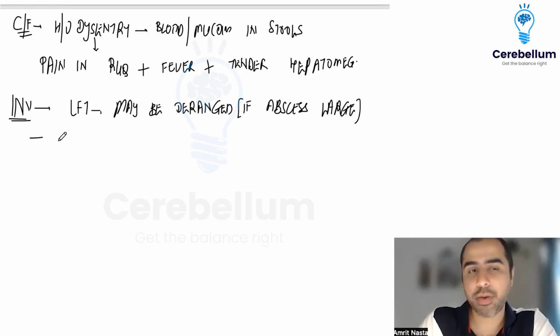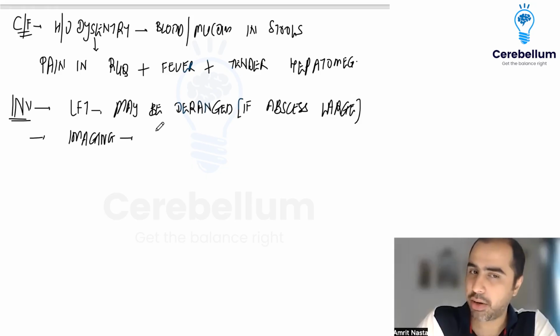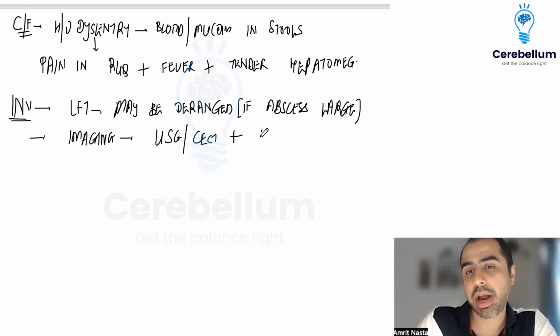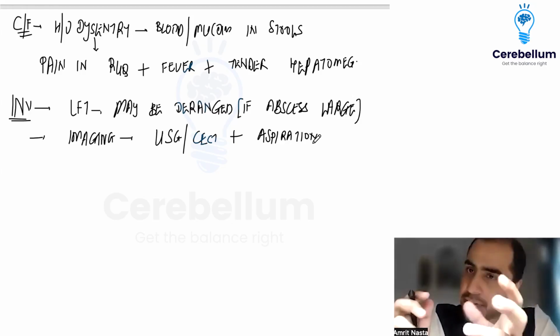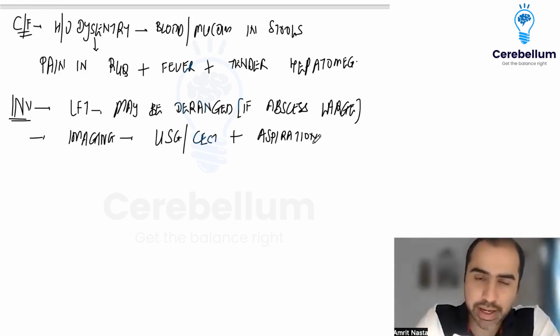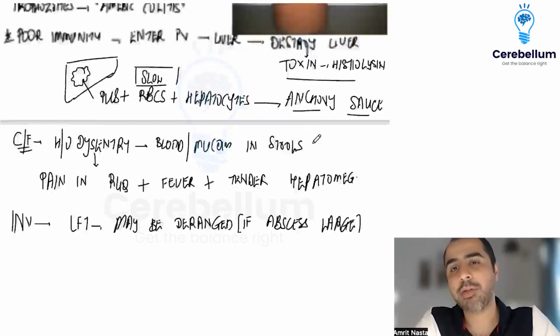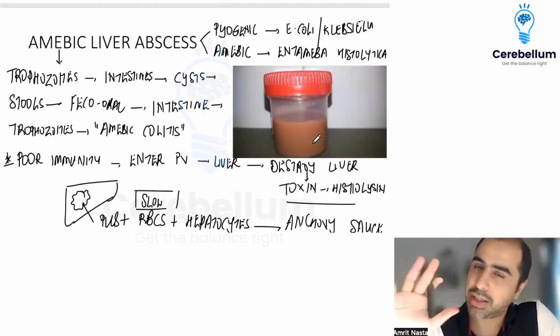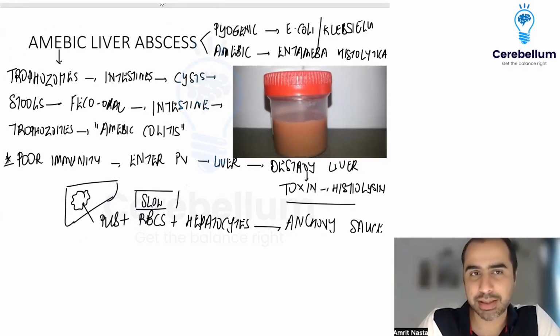And of course, to confirm your diagnosis, you will do imaging. On imaging, here you can do USG or CT, but you should do diagnostic aspiration. So on imaging, you will see the abscess cavity. And when you put a needle and aspirate it, you will see this kind of pus. You know this is going to be amoebic liver abscess.